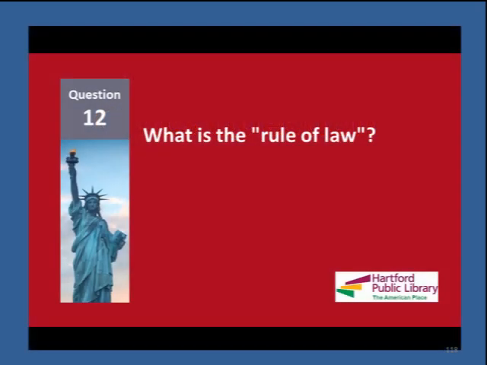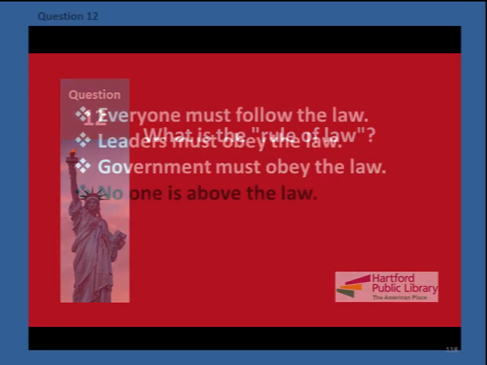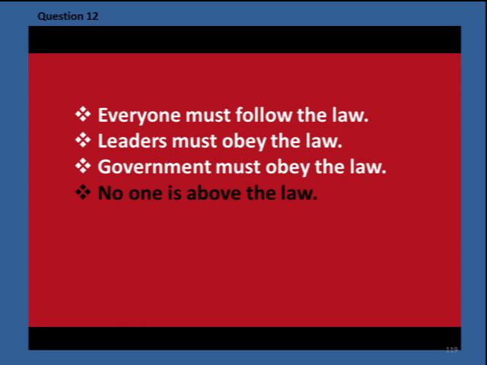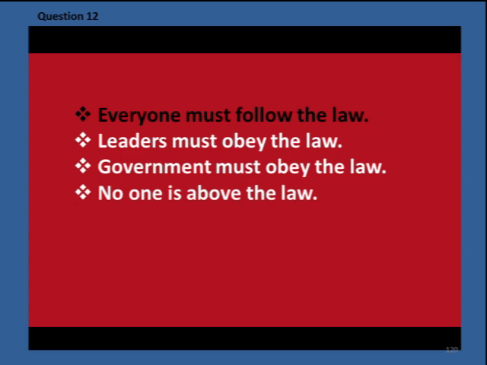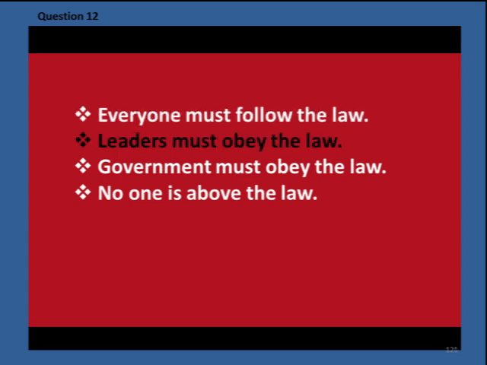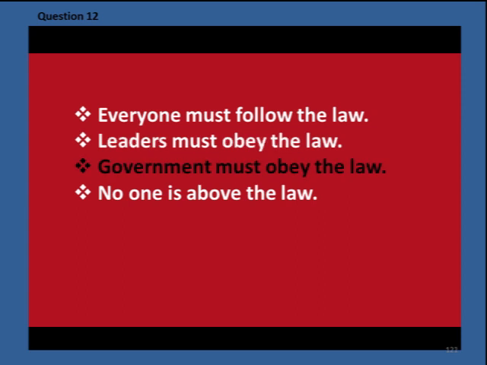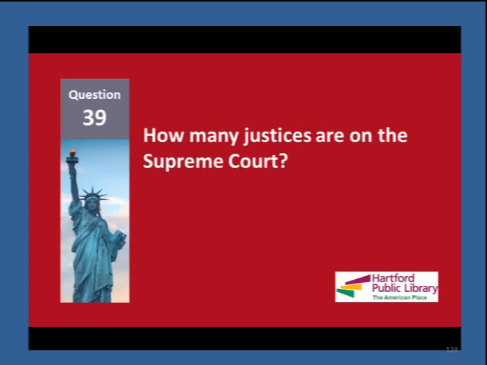Question 12. What is the rule of law? The rule of law means no one is above the law. The rule of law means everyone must follow the law, leaders must obey the law, the government must obey the law, and that no one is above the law. Question 39. How many justices are on the Supreme Court? 9. There are 9 justices on the Supreme Court.